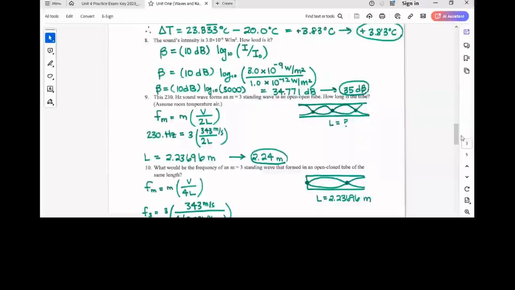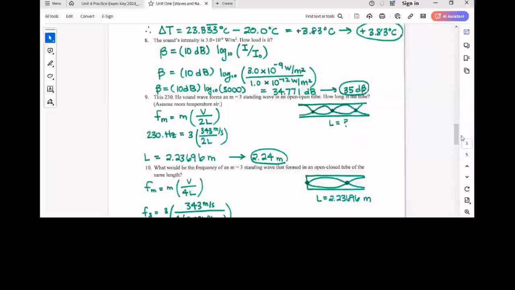Number 9. This 230 hertz sound wave forms an m equals 3 standing wave in an open tube. How long is the tube? Assume room temperature air. So that means we can assume that the speed is 343 meters per second, not the slightly elevated one that we calculated 2 questions back.